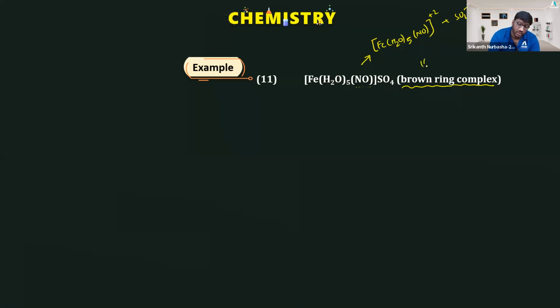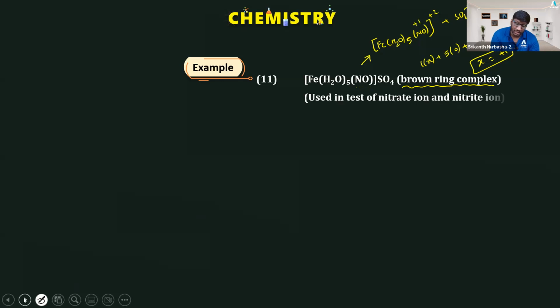We have 1 iron, so 1 times x, 5 H2O. H2O is neutral, so 5 times 0. NO, 1 NO is there. If it is in the +1 state, then the complex ion should have +2. So x should be equal to +1. And this is true. The oxidation state of NO is +1. That is, NO is present in the NO+ state.